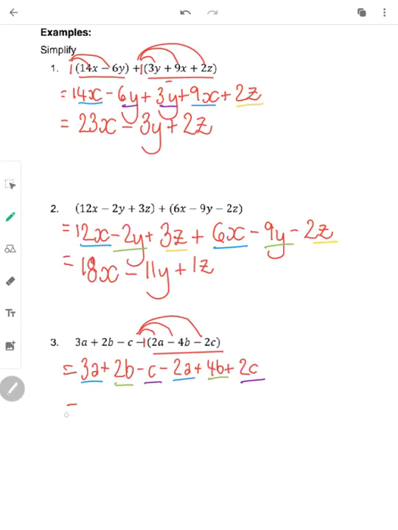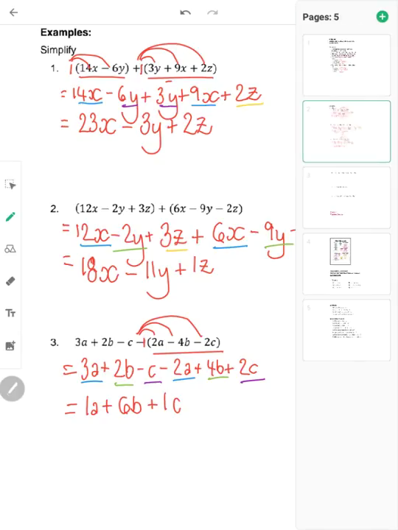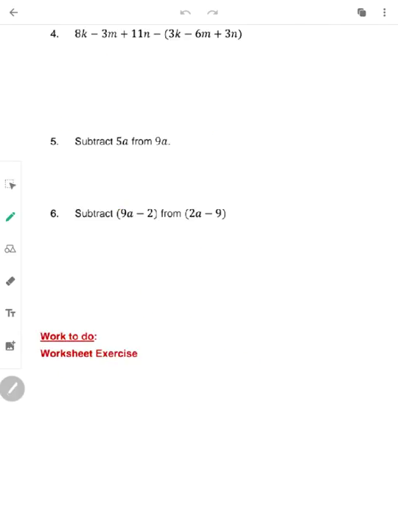So now we can simplify by adding the like terms. The a terms, 3a and negative 2a, is positive 1a. I will still write the coefficient 1 for you. 2b and 4b gives you 6b, positive. And then negative 1c and 2c, once again 2 minus 1 gives you positive 1c. Right, I want you to now try example 4 on the next page by yourselves, and then you're going to pause and then play again to check your answer.